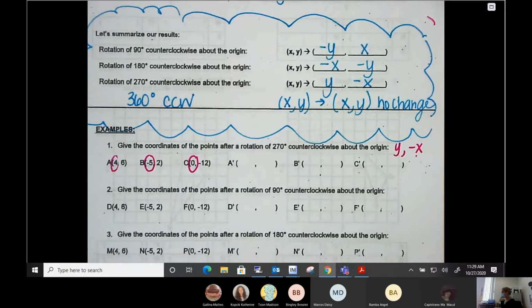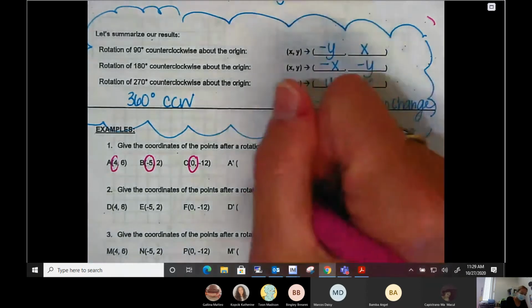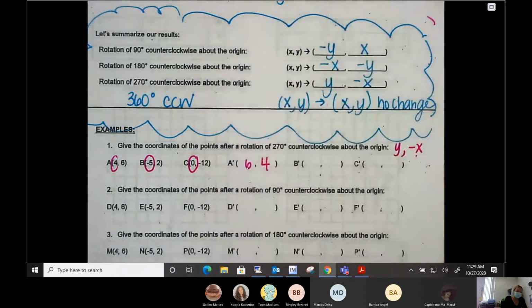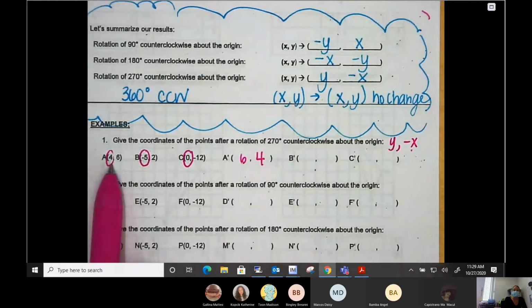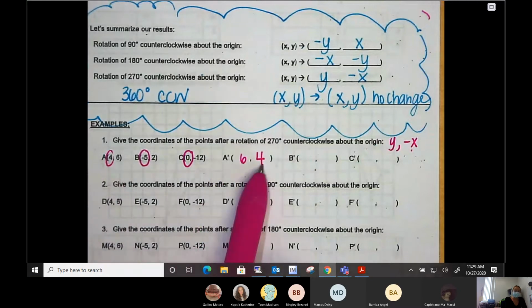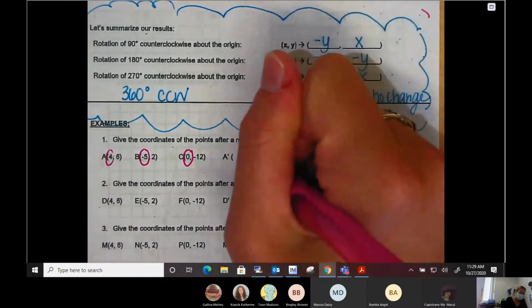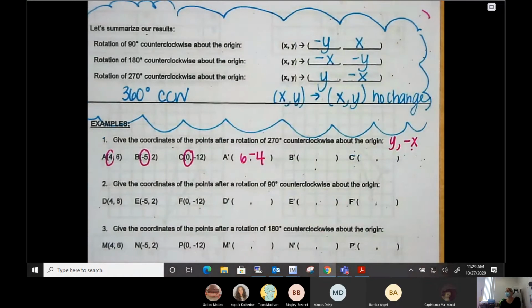What do you guys think? Well, if you just switched places, what would it become? If it was 4, 6, what would it become if they switch places? It becomes 6, 4. And then you have to change the X value. This was a positive 4, so what should I change mine to? Negative 4. So your answer is 6, negative 4.